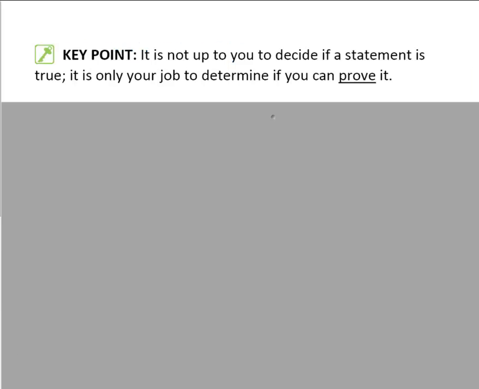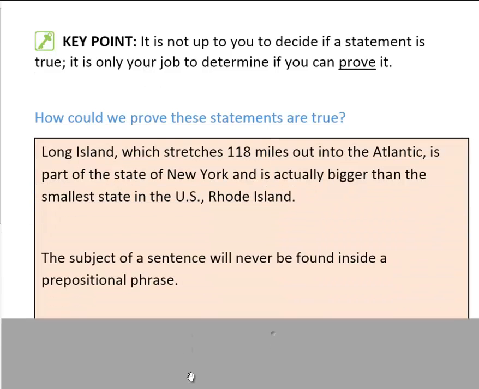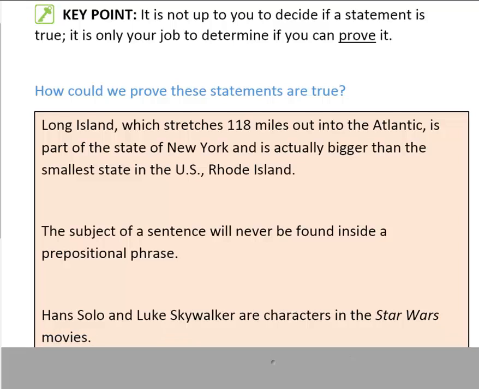Now, some students have difficulty with deciding whether a statement is a fact because they don't know if the statement is true. It's not up to you to decide if the statement is true. It is only your job to determine if you can prove it. So let's take a look at those statements that we just viewed before, and let's discuss how we would be able to prove whether or not these are facts.